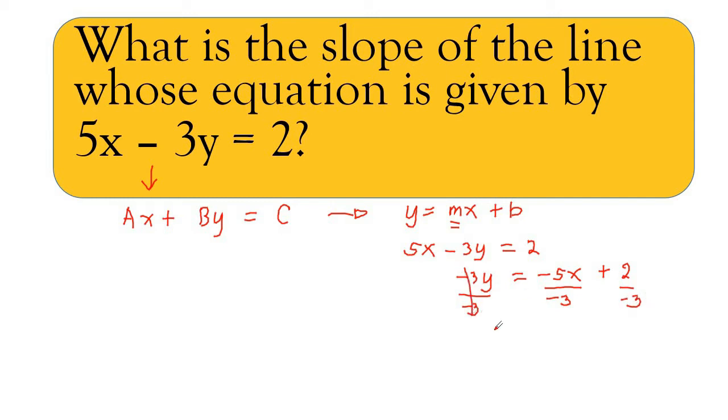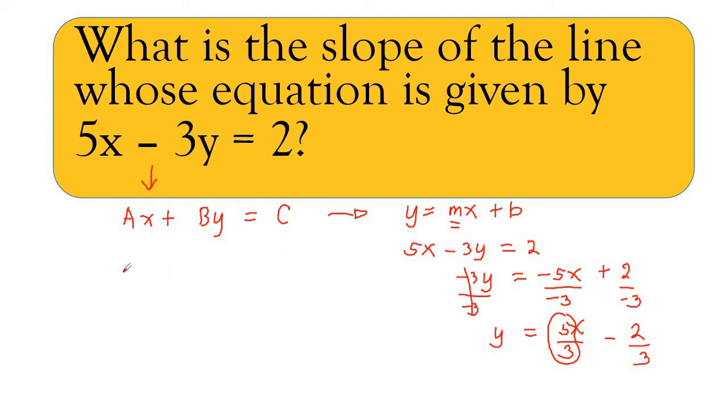So, this will become y is equal to negative 5x divided by negative 3. That's 5x over 3. Positive 2 divided by negative 3. That's negative 2 over 3. So, the numerical coefficient of x is 5 over 3, which is the slope of the line, whose equation is given by 5x minus 3y is equal to 2.